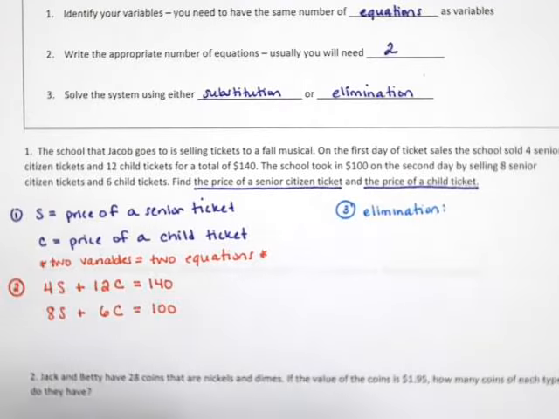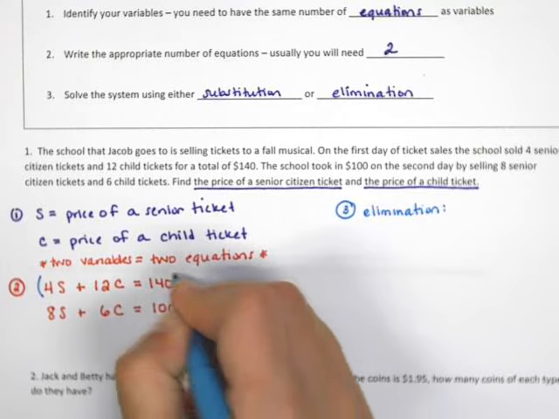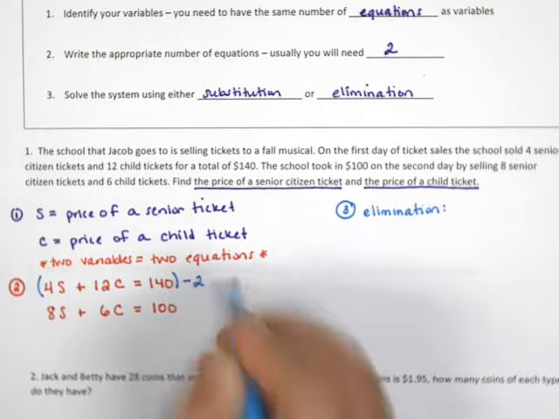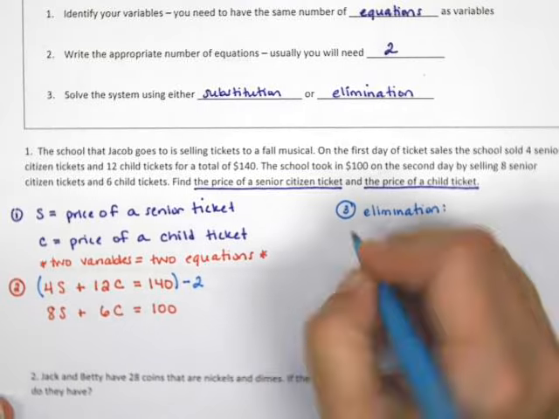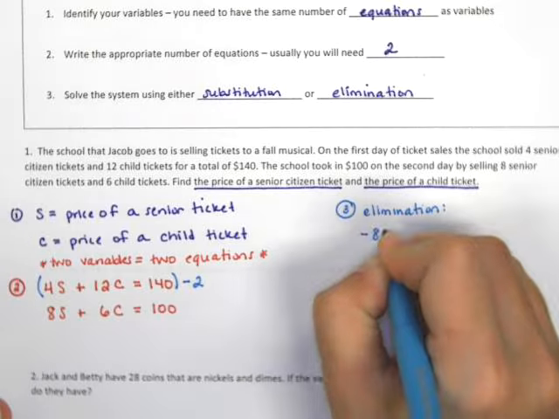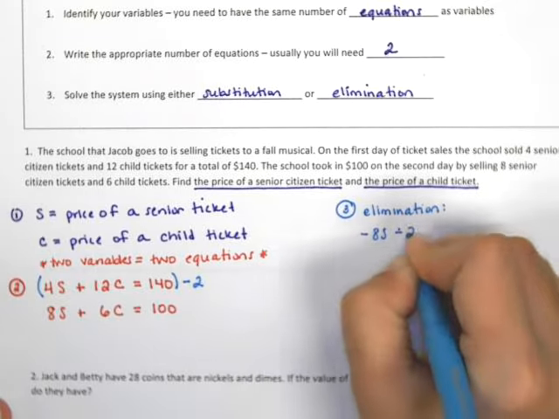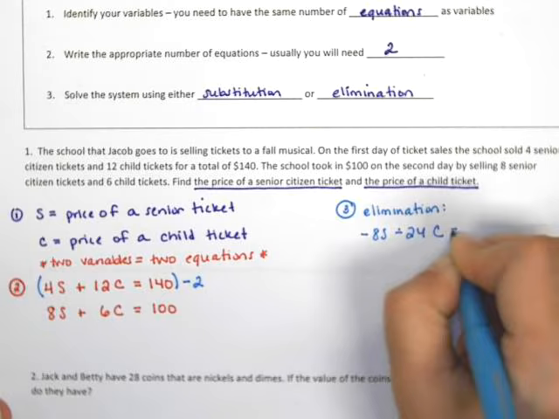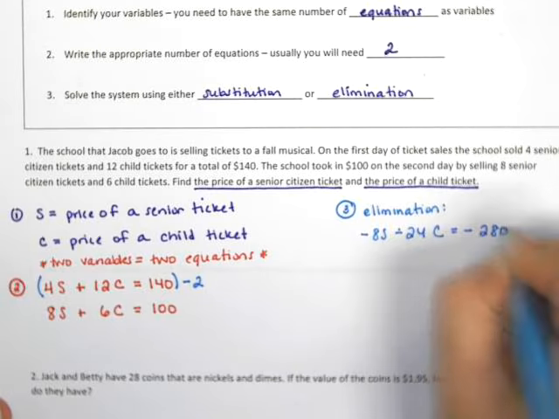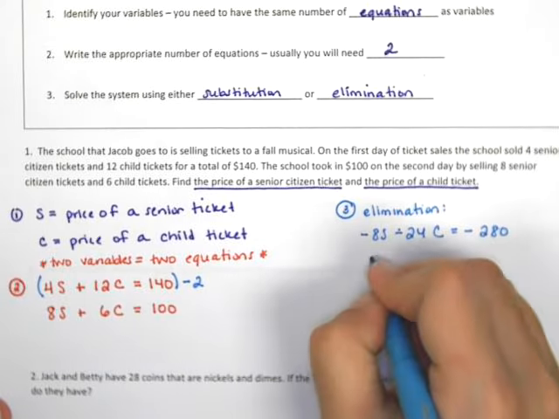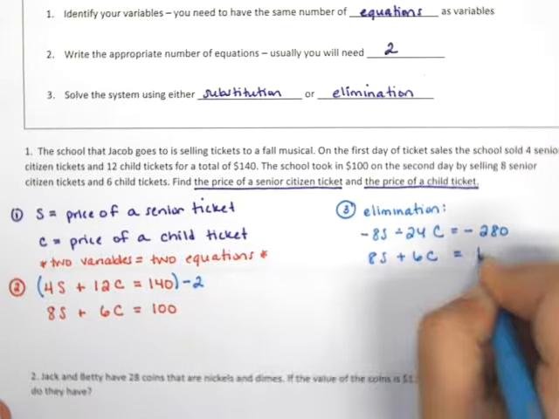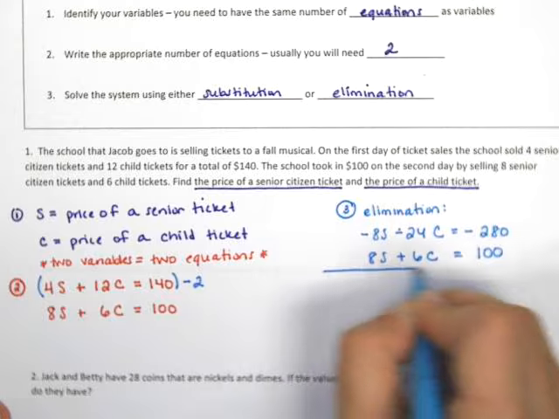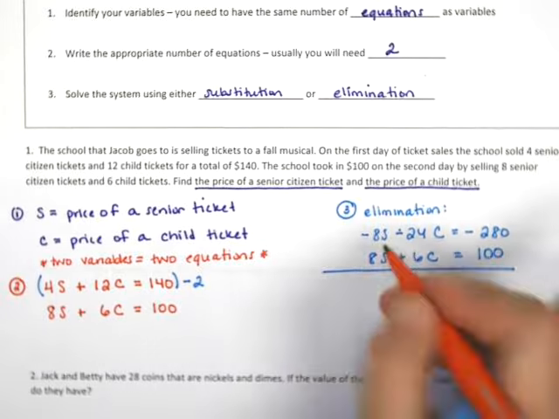So in order to get one of the variables to eliminate, I'm going to multiply the first equation by -2, because that will turn my 4 into a -8 by the S, and the S's will cancel. So I'm going to have -8S minus 24C equals -280. And the second equation is going to be 8S plus 6C equals 100. Now, the S's will cancel.